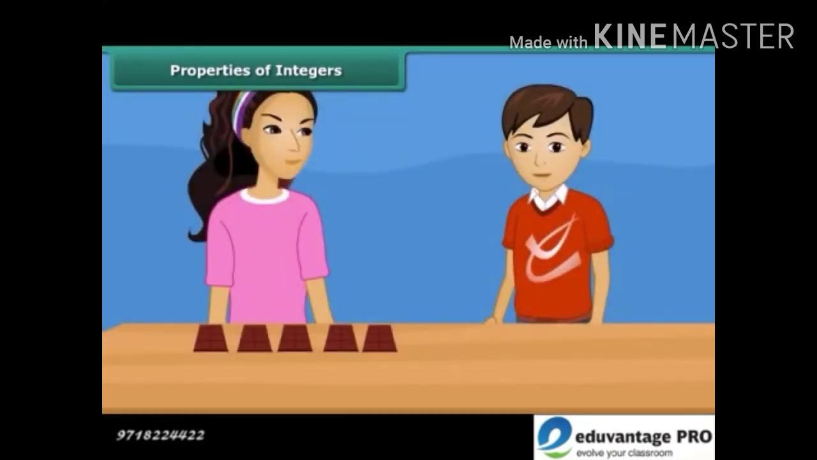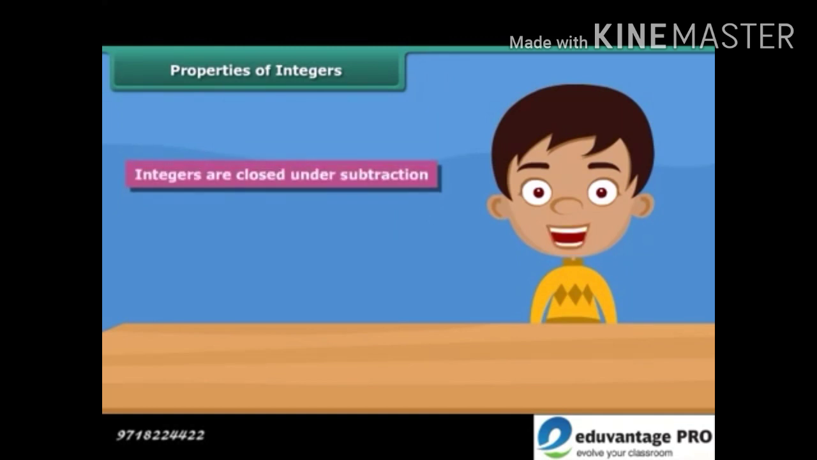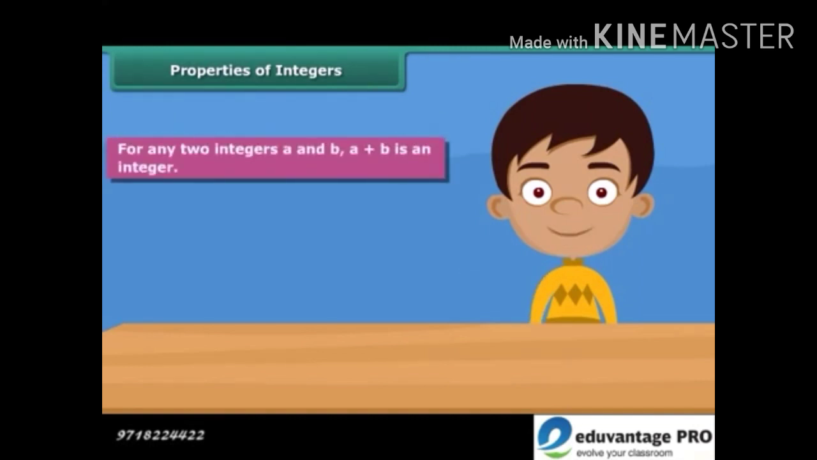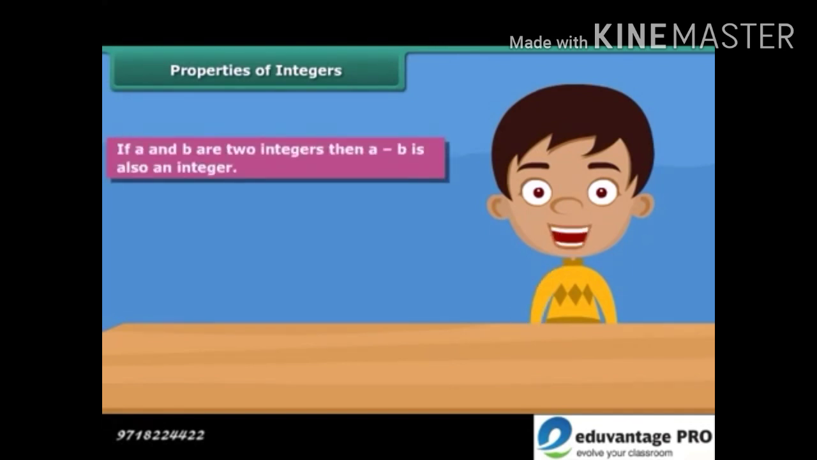Look at Reena. She has 5 chocolates. If she gives 3 chocolates to her brother, then how many chocolates are left with Reena? Yes, you're right. She is left with 2 chocolates. In this example, we see that the difference of two integers is also an integer. Hence, integers are closed under subtraction. In general, for any two integers a and b, a plus b is an integer. Similarly, a minus b is also an integer.